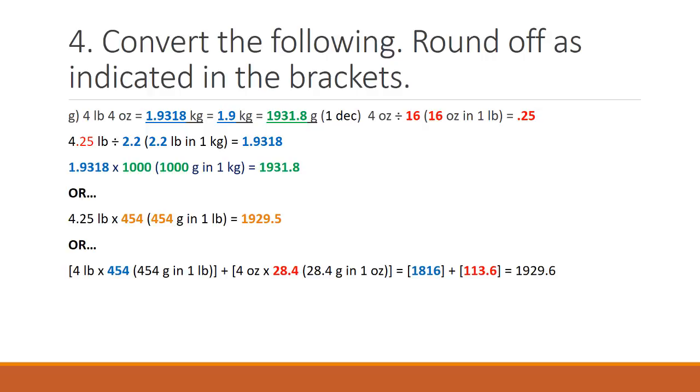And then one last one. I could have taken my pounds and multiplied it by 454, the amount of grams in a pound, and added it to my 4 ounces times 28.4, which is the amount of grams in an ounce.